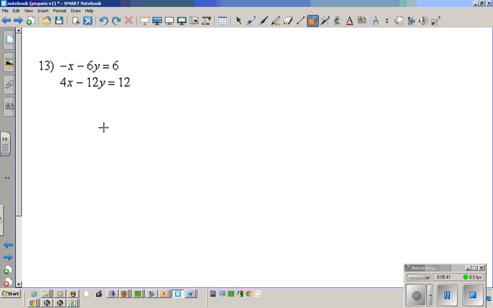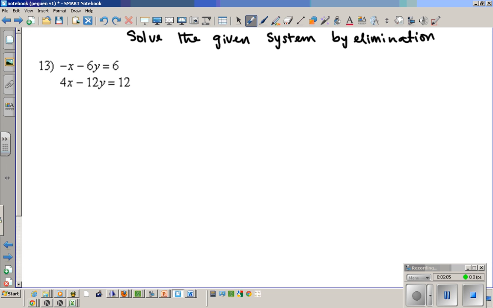Welcome back, students. Now we're going to continue work on solving systems. This should go in your notebook, okay? So this is part 2 of the notes. We're going to solve a given system by elimination.